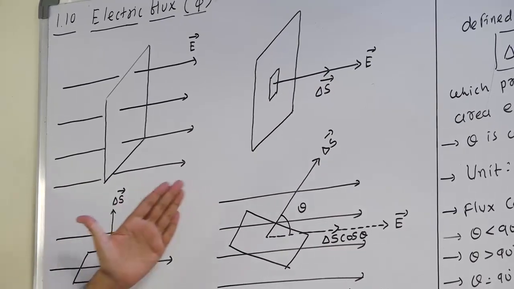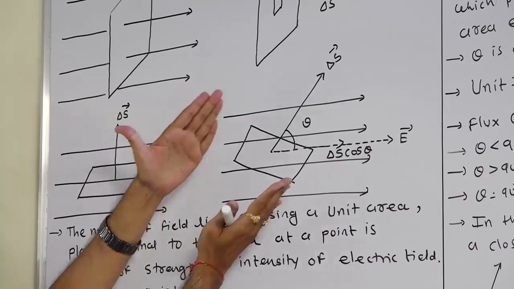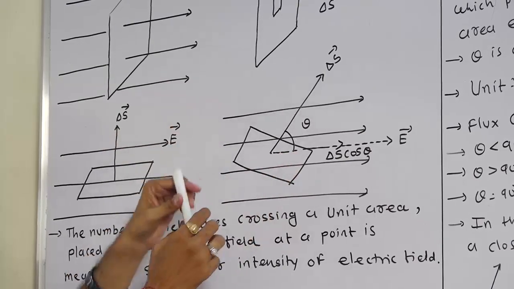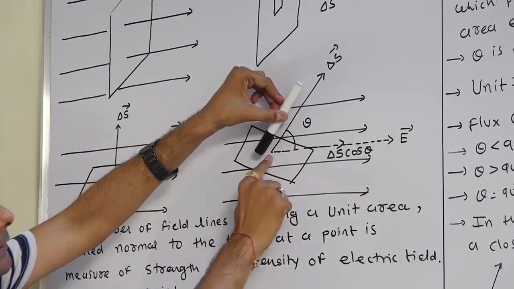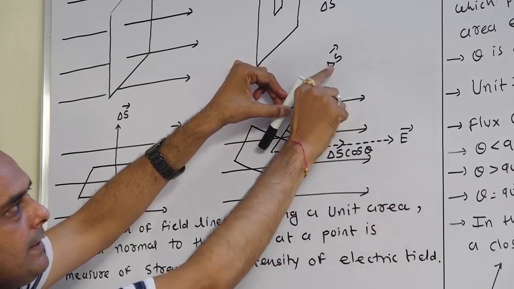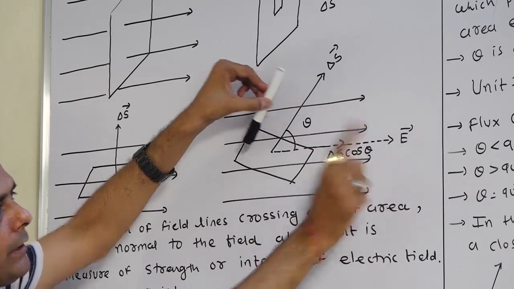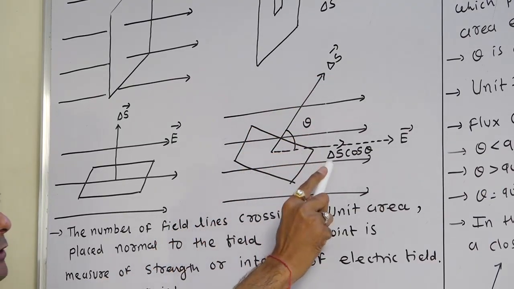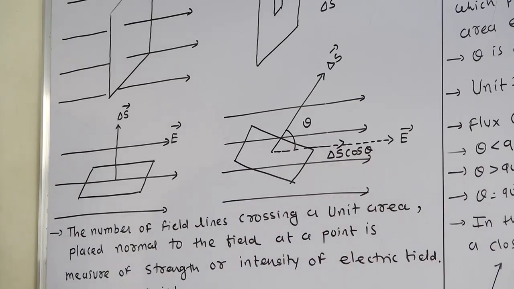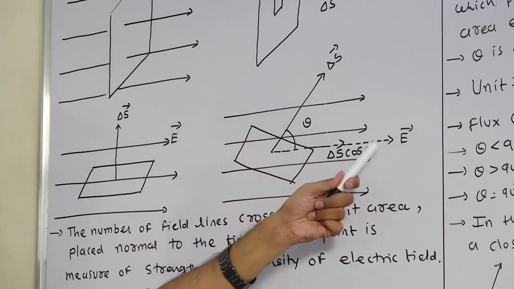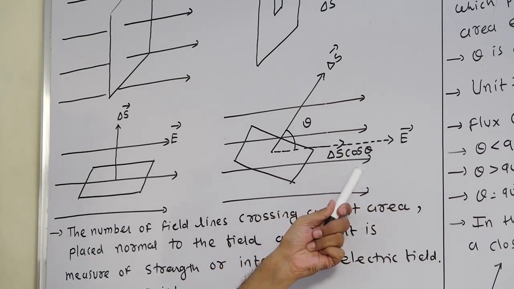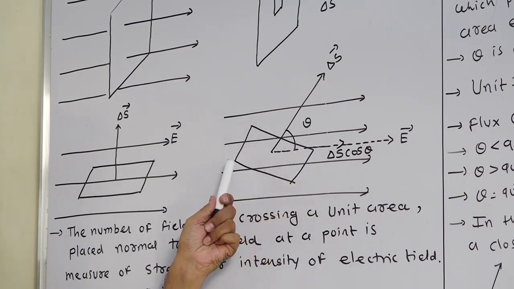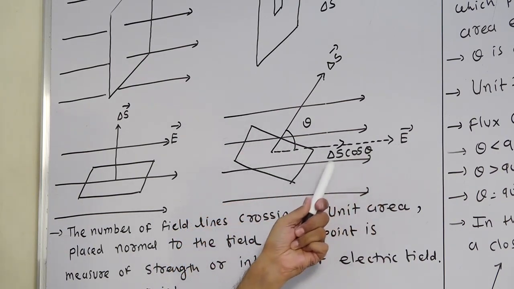But students, in the second diagram, the plane is slightly tilted. Then what happens? This is the area vector delta S, and this is the direction of the electric field E. This delta S makes an angle theta with E. Now select the projection of the area vector. The projection of delta S on the vector E is delta S cos theta. Now the number of field lines crossing this plane is directly proportional to E into delta S cos theta.